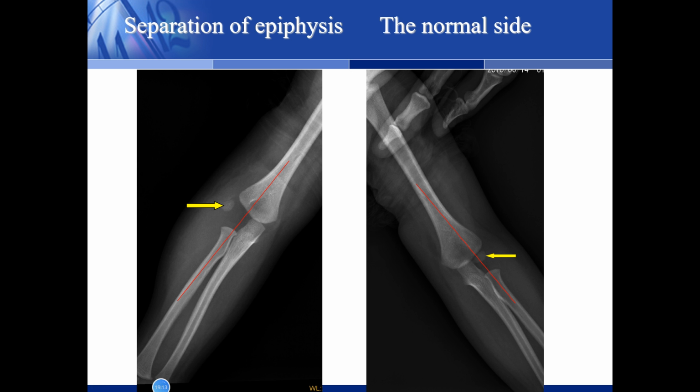How do you know that the epiphysis is displaced? We could draw a line across the humerus and the ulna. In the normal side, the epiphysis is in the line. But if the epiphysis is out of the line, we could make a diagnosis of separation of epiphysis.